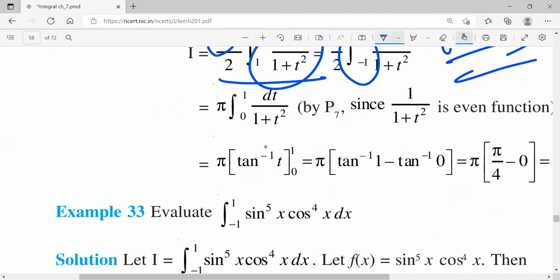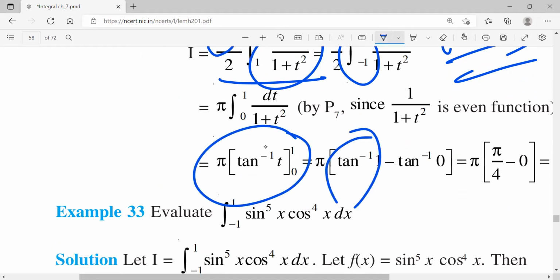And then we have to apply the limits, upper limit minus lower limit. Tan inverse of 1. What value of tan will give me 1? Tan 45, that is nothing but pi by 4. Tan inverse of 0 is 0 anyway. So that's it. Now let's see this question.